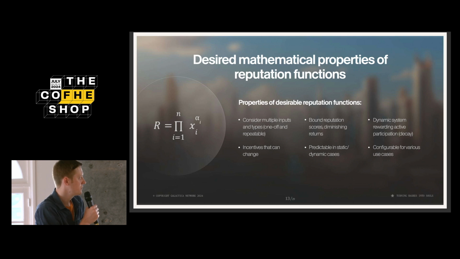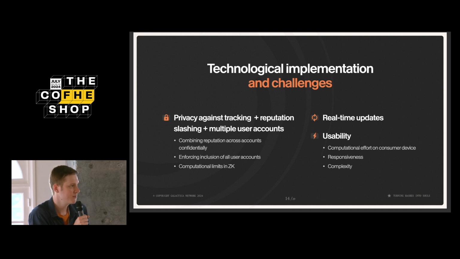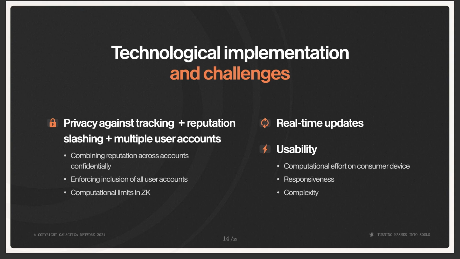Okay, so much about the theoretical stuff, how you want to design your reputation function. Now I would like to mention some of the challenges that arise when you want to come up with a design for the technical implementation. Because as I said, solving for the individual properties that we want to achieve for reputation is manageable. But if you want to add everything together, it gets really complex.